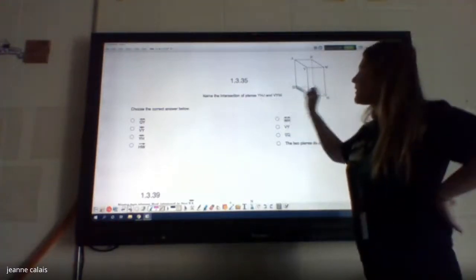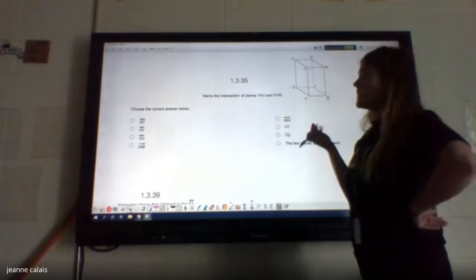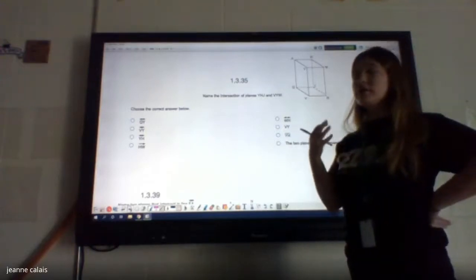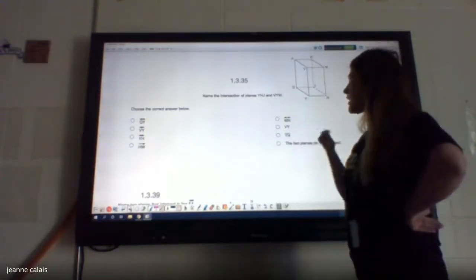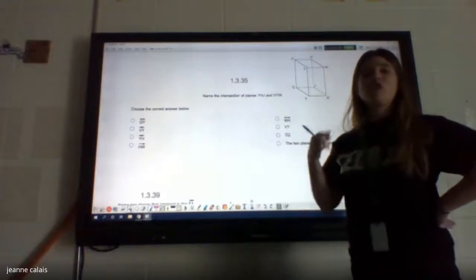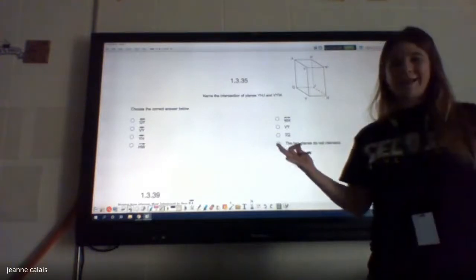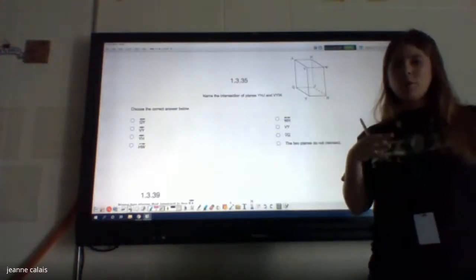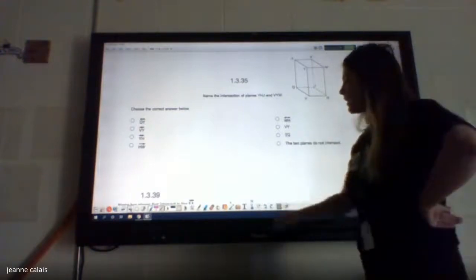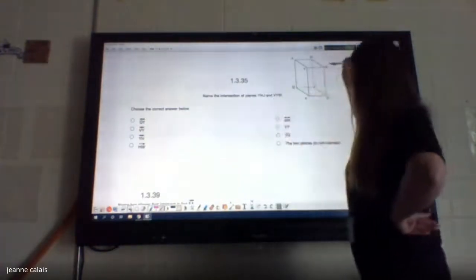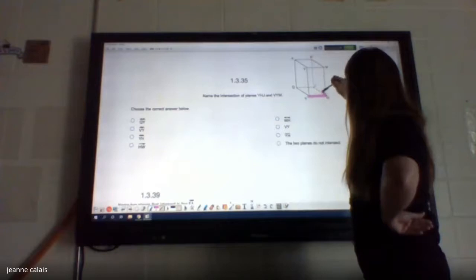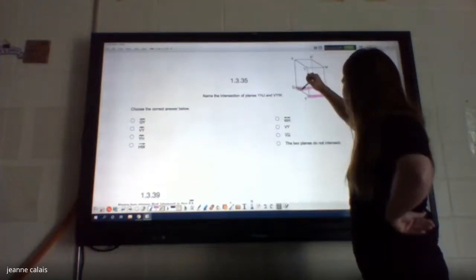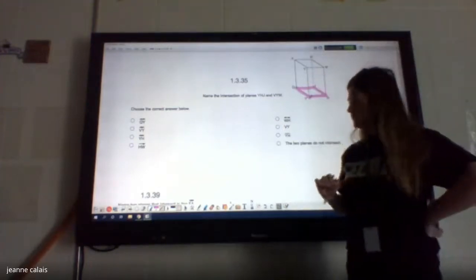So when you name a plane, you can obviously see it's a four-sided figure, so you know that there are 4 points. But here, there are only 3 listed because you only need 3 non-collinear points to name a plane. All right, so if I'm talking about Y, H, and J, that means I'm talking about this bottom plane.